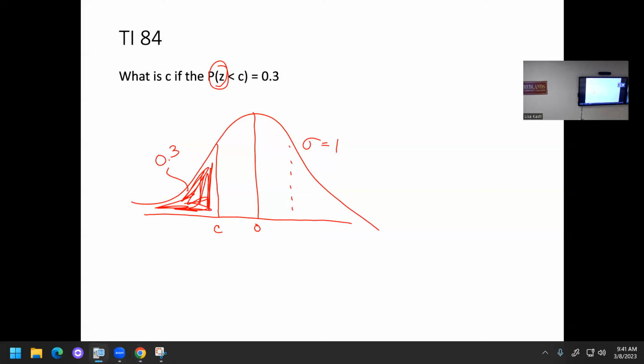So again, if I go to my distribution menu, I have number 3, which is inverse normal. And the inverse normal will give me the z-score for a particular area under the curve. So I'm going to click on that. And what does it ask me? It asks me for the area under the curve and the mean and standard deviation. Since this is a standard normal distribution, we're talking about z-scores. The mean is 0 and standard deviation is 1. And what's the area under the curve? 0.3. Paste that back in.